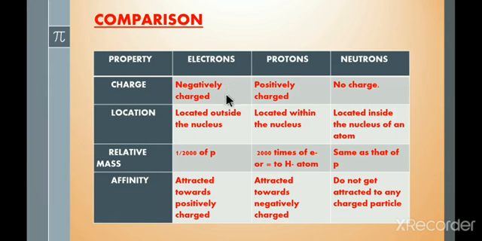Third, relative mass. Electrons have very little mass, it can be 1 upon 1840 or 2000 of a proton. The mass of the proton is 2000 times that of an electron, or equal to a hydrogen atom, and neutrons have almost the same mass as that of protons, that is equal to a hydrogen atom or 2000 times that of an electron.